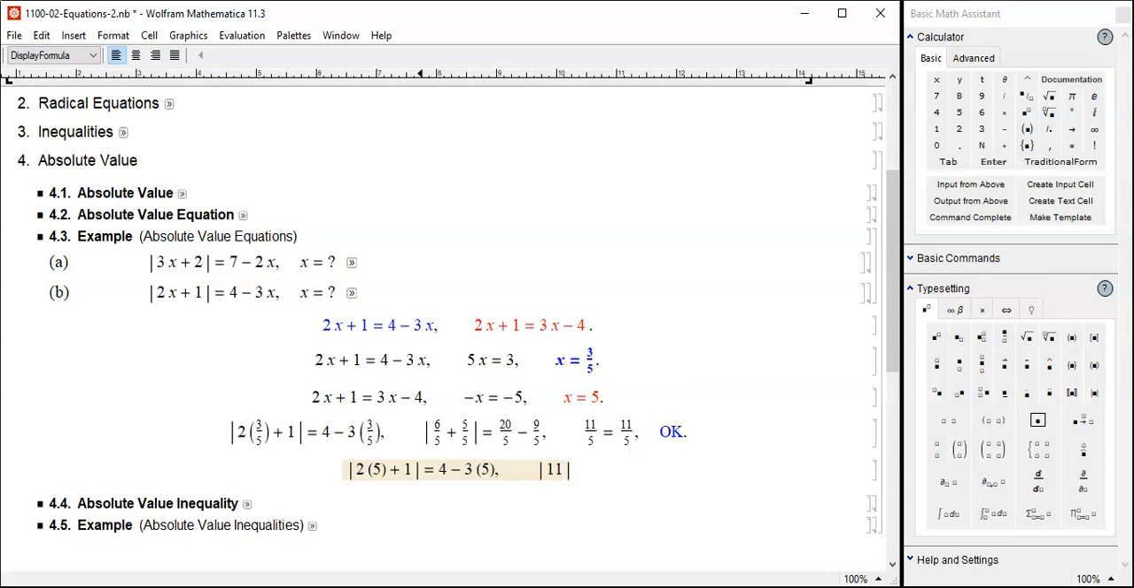11. And then we have 4 minus 15. So if I take this absolute value off, I'm going to get 11. But the right hand side is negative 11. No, it doesn't work out. So this one doesn't work out. This works out.